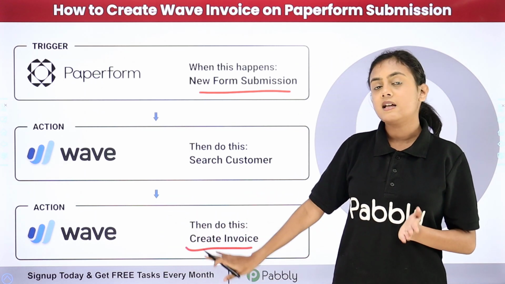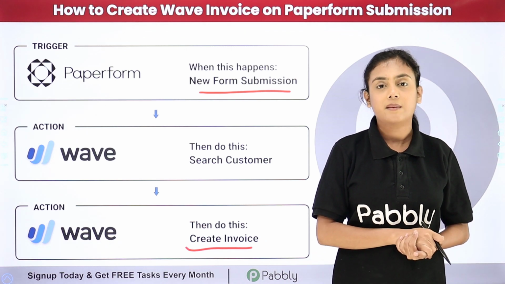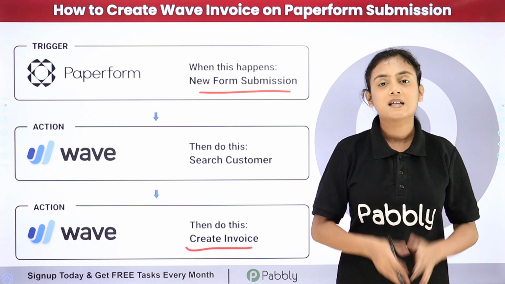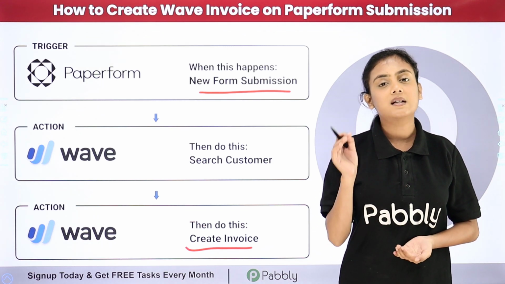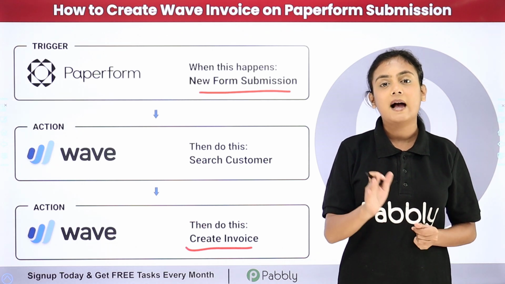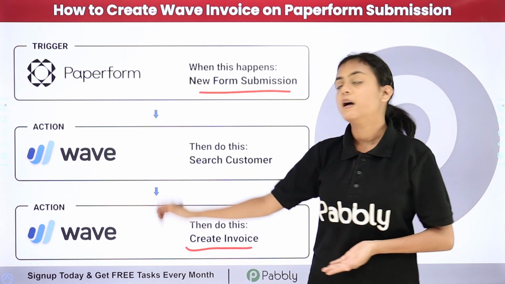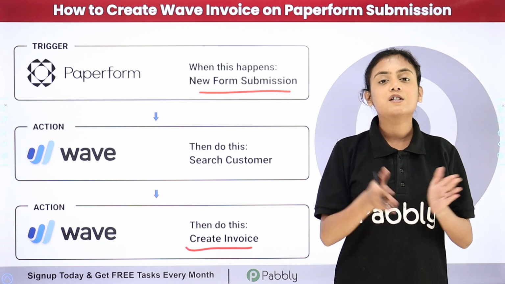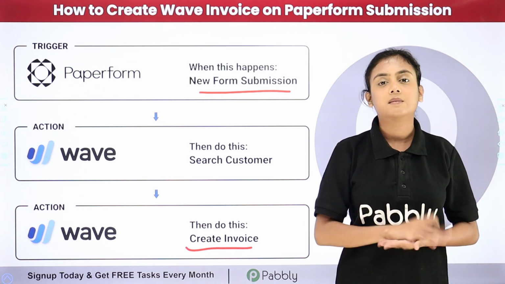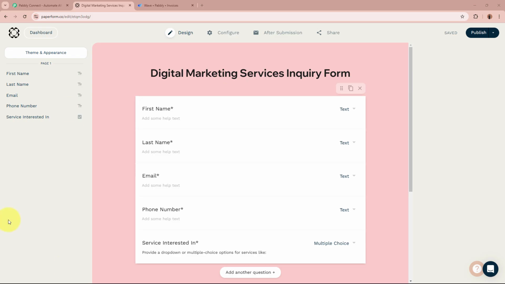Now creating these invoices manually can be very time consuming. So what I've done is I've simply automated this entire process with the help of Pabbly Connect, which is an amazing automation and integration software. Using Pabbly Connect, I'm going to build the connection between Paperform and Wave. So if you also want to learn about this automation process step by step, let me take you to my screen. In this video, we're going to learn how to create Wave invoice on Paperform submission.